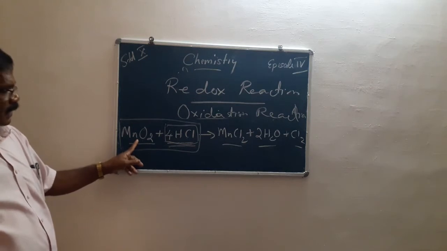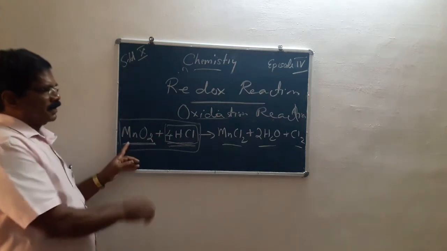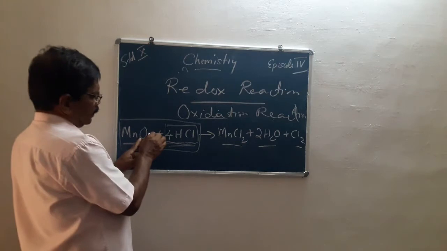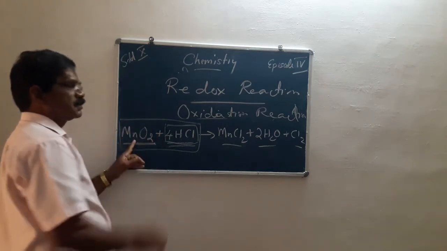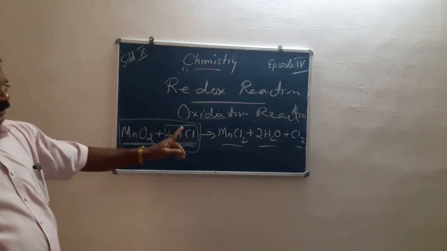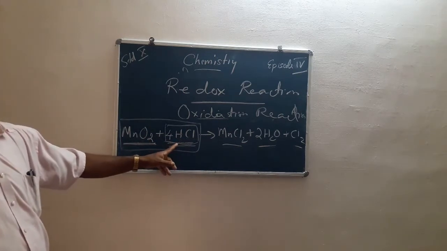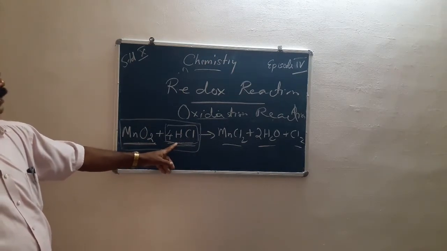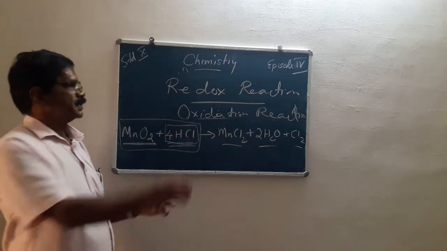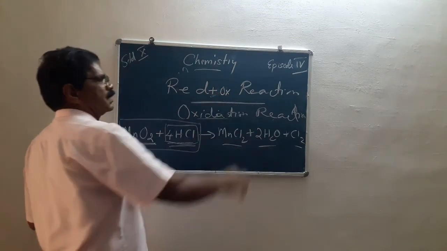Why do we say manganese dioxide is reduced? Because of the removal of oxygen. From manganese dioxide, oxygen is removed and it becomes MnCl2. So in this reaction, oxidation and reduction take place simultaneously. Such reactions are called redox reactions. Oxidation plus reduction gives redox.